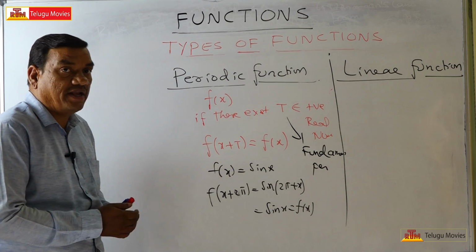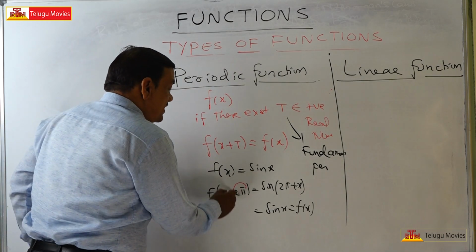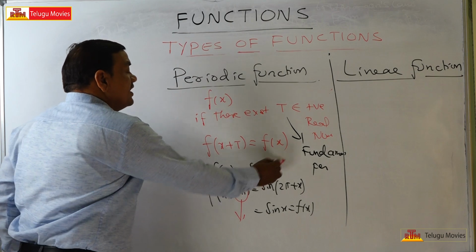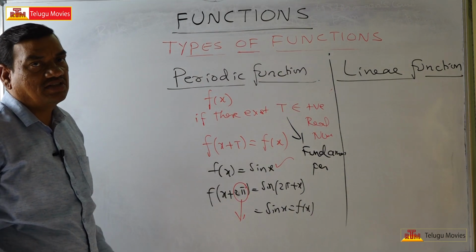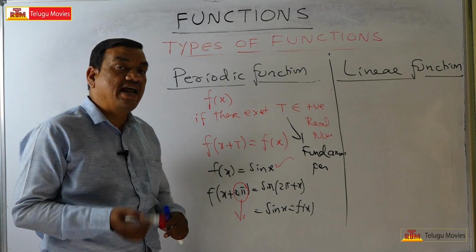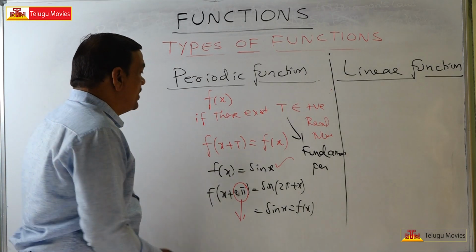Then this 2 pi is called the period of the function sin x. For cos x also 2 pi, for tan x it is pi. Okay now, why is it pi for tan x?